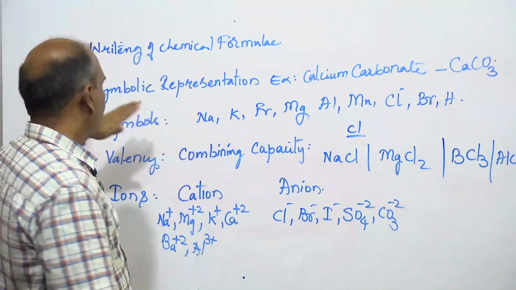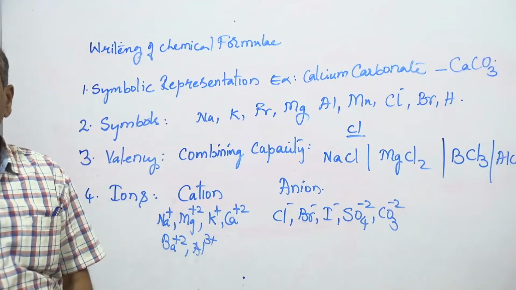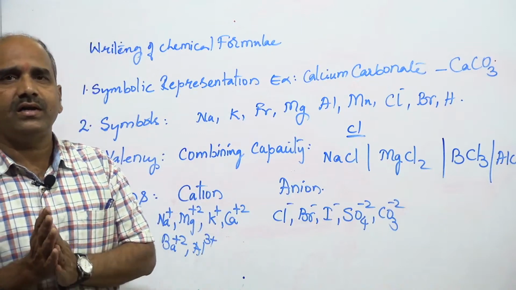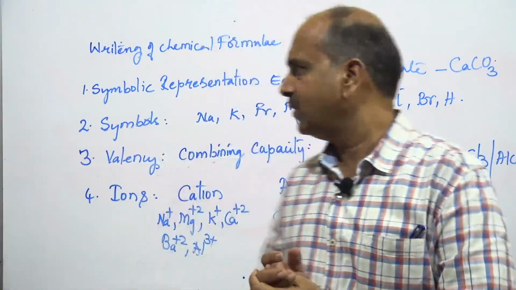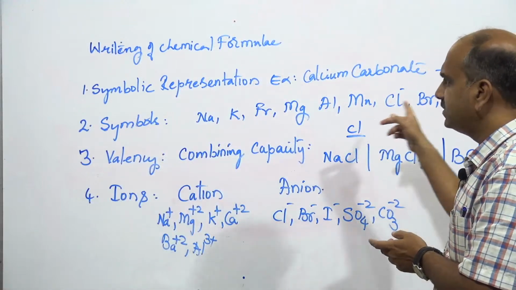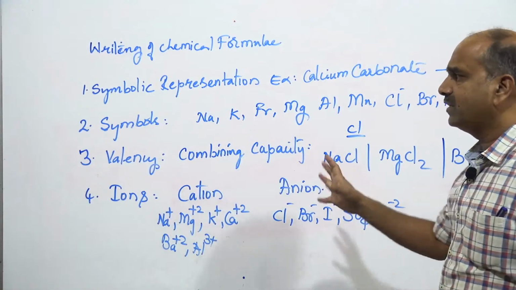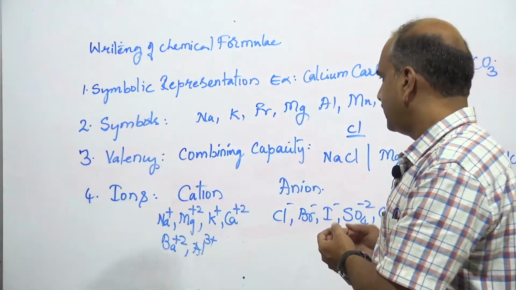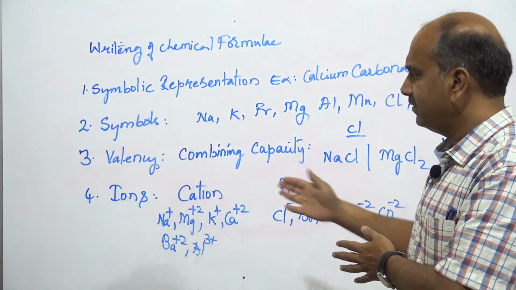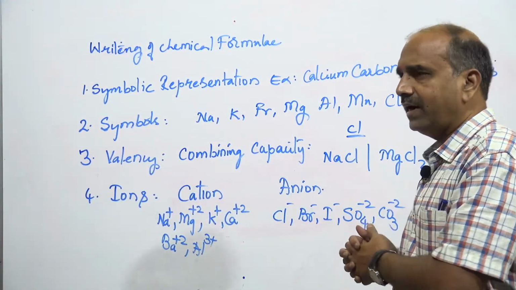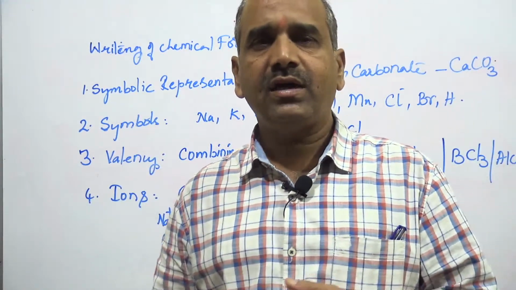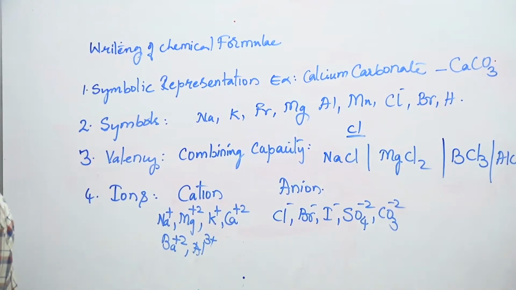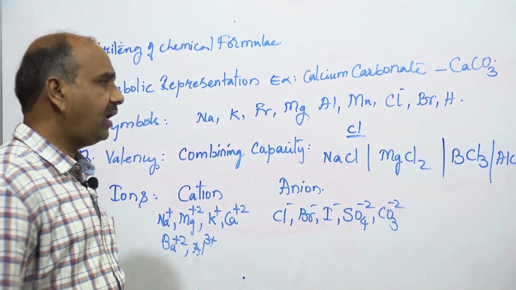For writing chemical formulae, you have to know what a chemical formula is. It's a symbolic representation. For writing it, you should know the symbols. After knowing the symbols, you should know the valency, that is the combining capacity: what ratio of one element combines with what ratio of the other element. Then there are the cation and anion. Cations are positively charged, anions are negatively charged. So this is the basic requirement, and once this is ready, some ions are produced.